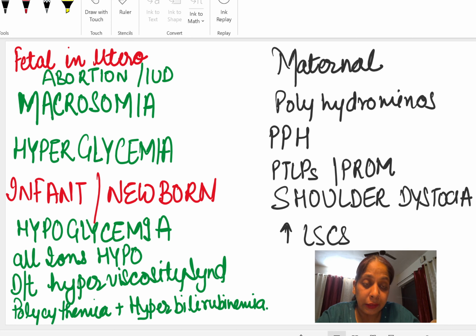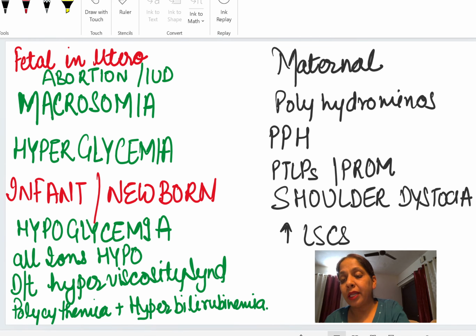What are the maternal complications? You should know that polyhydramnios occurs. Then PPH can occur because this time there is macrosomia and the uterus is overdistended. Preterm labor pains and PROM can occur, as we will study just after a few minutes. Preterm labor pains also occur in an overdistended uterus. Shoulder dystocia, you all know it, and because of macrosomia and all these problems, there is a high incidence of cesarean section in the mother.